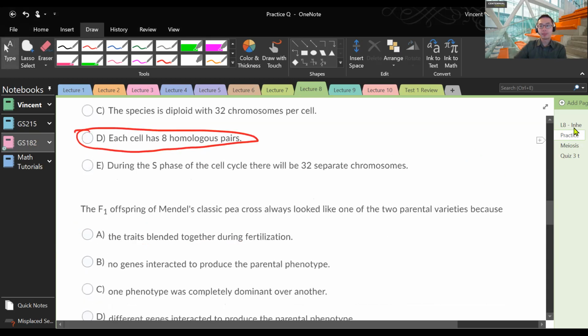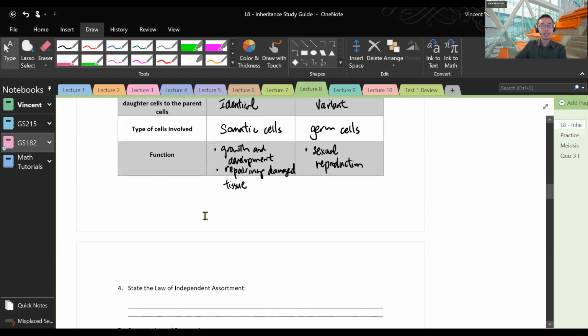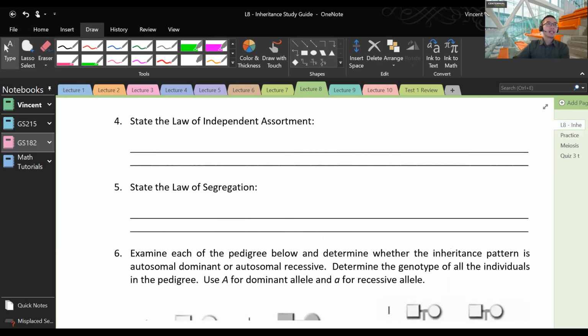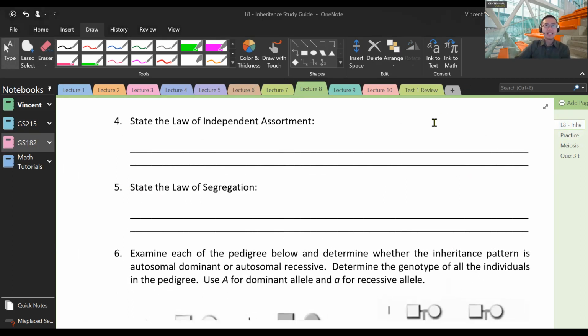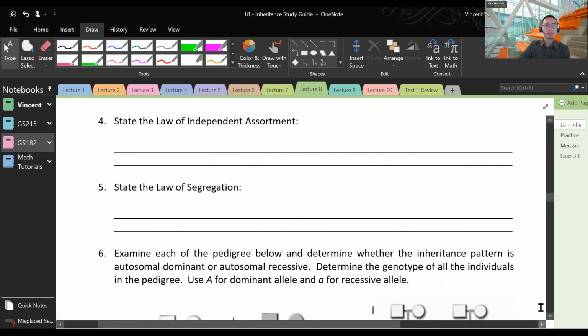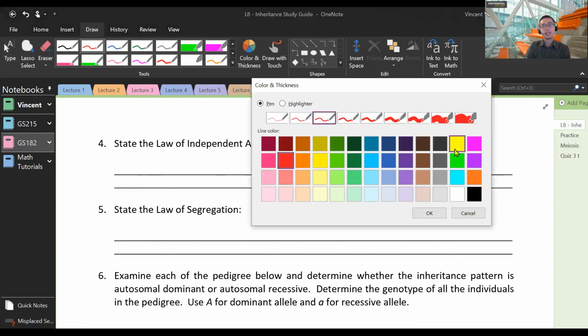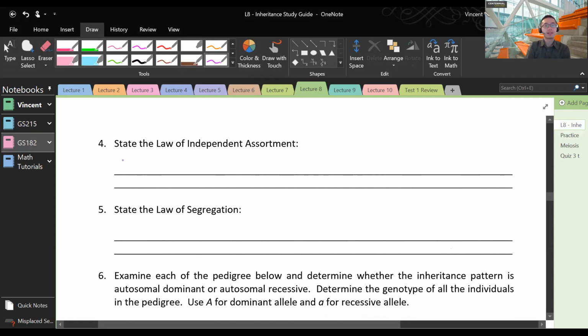All right, that's it for the meiosis. Let's move on to the Mendel stuff. First one, state the law of independent assortment. So Mendel, the so-called father of genetics, has 2 laws. The first law is the law of independent assortment.